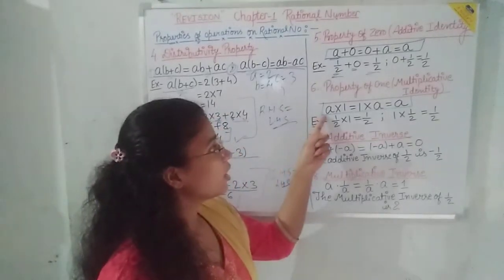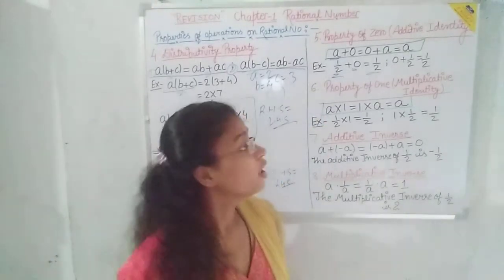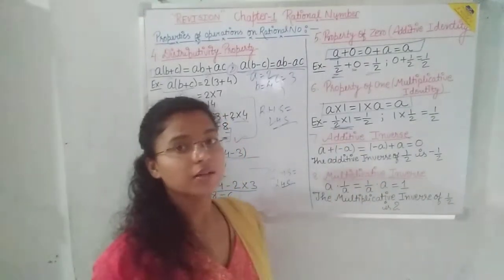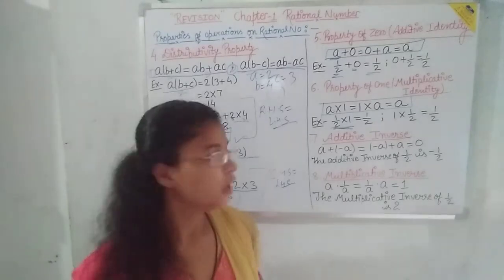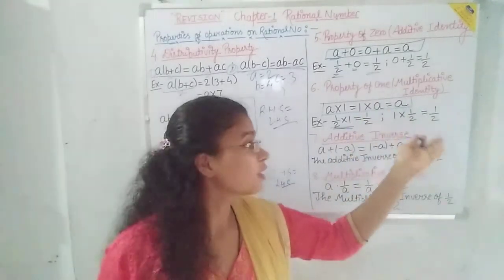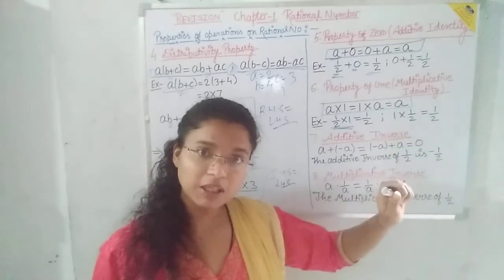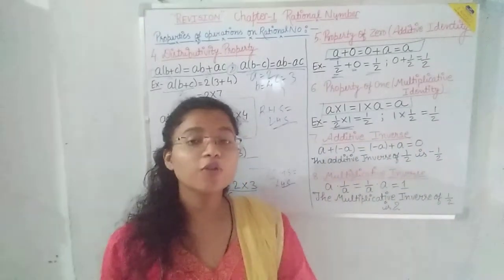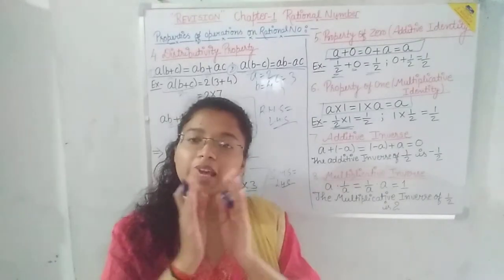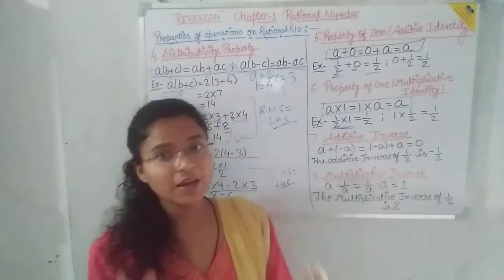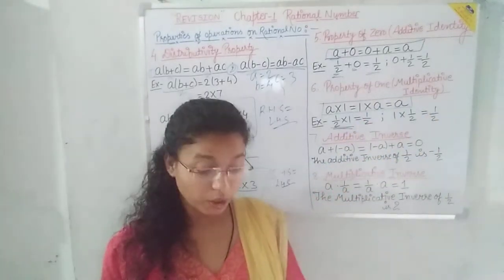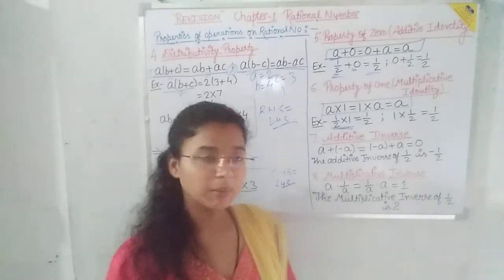Suppose in the place of a I am taking 1 by 2. If you multiply 1 by 2 into 1, what will you get? You will get 1 by 2. And if you multiply 1 into 1 by 2, again you will get the same 1 by 2. That means from the right hand side or from the left hand side, if you multiply any rational number by 1, you will get the same rational number, and this is the multiplicative identity. 1 is the multiplicative identity, remember this.